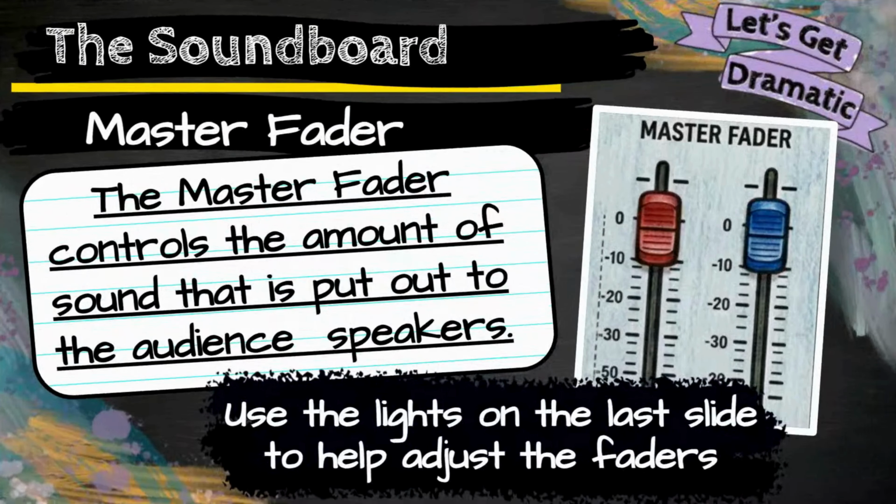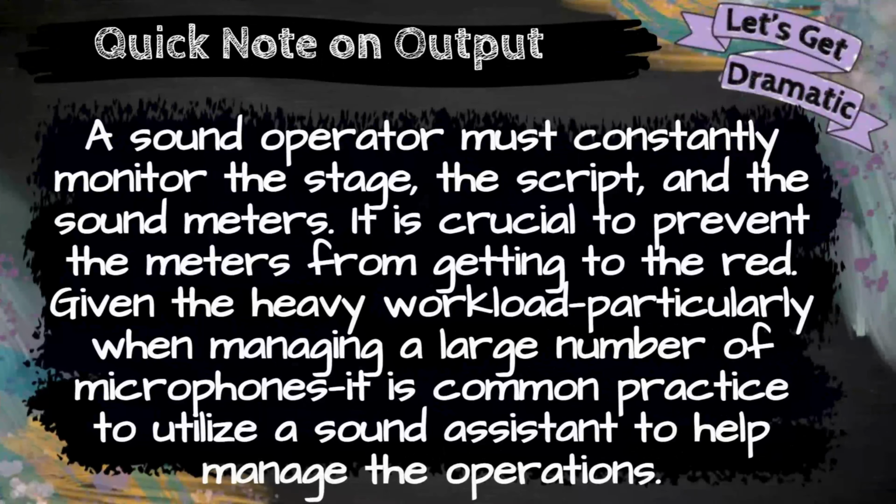Master fader controls the amount of sound that is put out to the audience speakers. Use the lights on the last slide to help adjust the faders. Those lights will indicate when things are getting too loud to help us adjust these faders. A sound operator must consistently monitor the stage, the script, and the sound meters. It is crucial to prevent the meters from getting to the red.